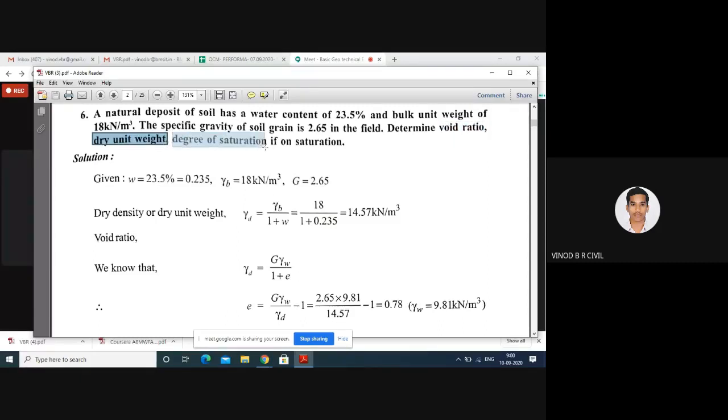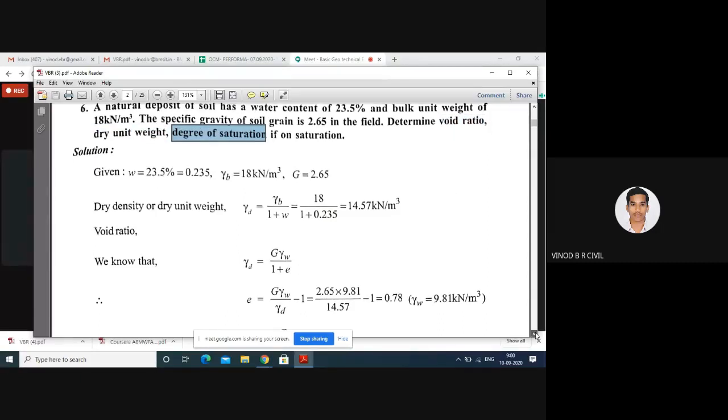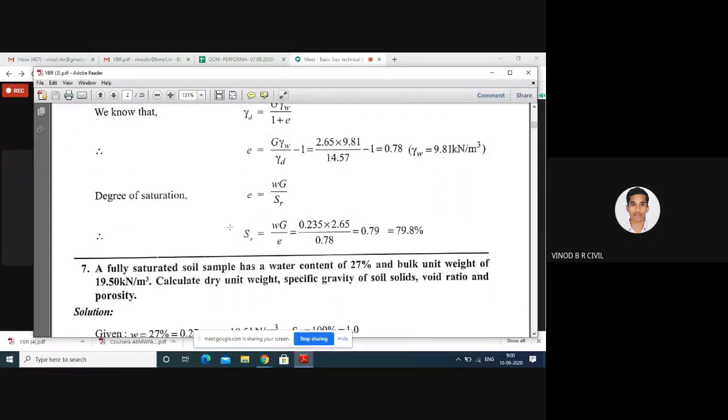Now the next step is the degree of saturation, denoted by SR. e is equal to w into G divided by SR. Here we know the value of e, the water content w, and the specific gravity G. We don't know the value of SR. So SR, the degree of saturation, is equal to w into G divided by e.